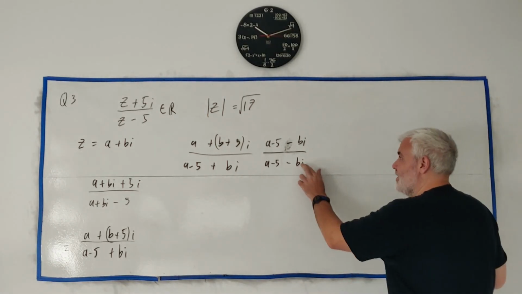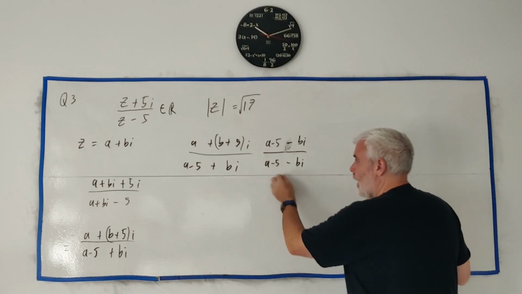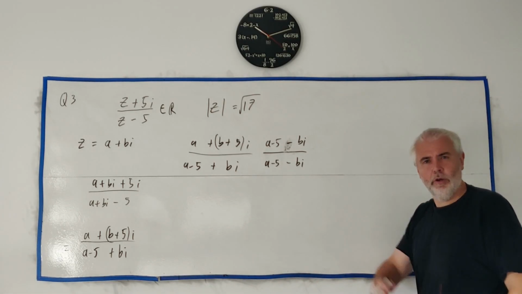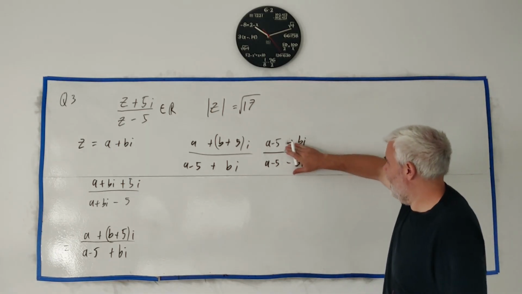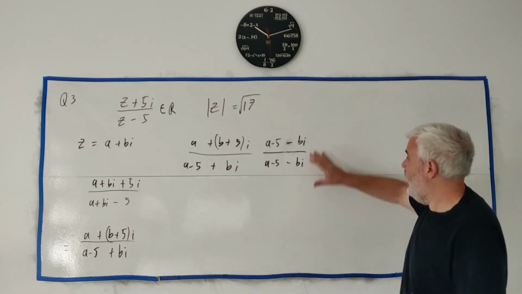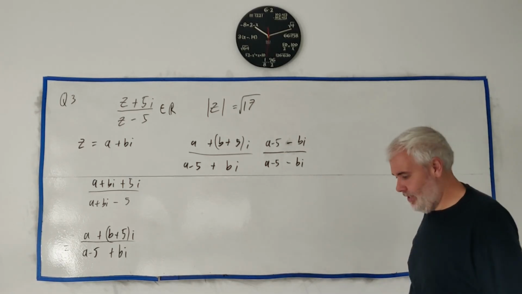Hopefully you remember this. This is the conjugate of this one. We've just changed the sign of the imaginary part. But what I think a lot of students forget to realize is this is all 1. That's why we're allowed to do it. This is just the same number divided by itself.